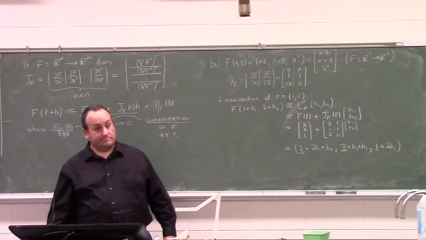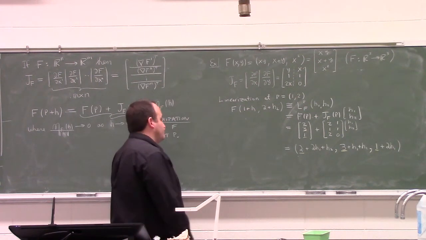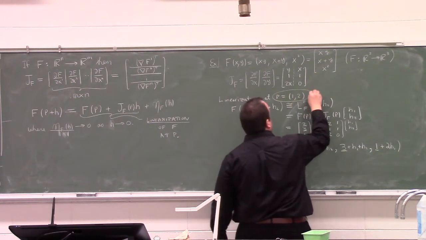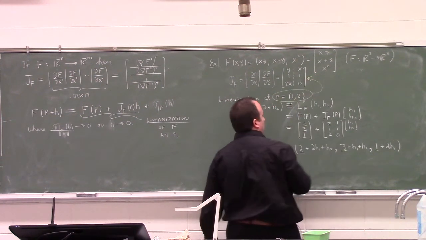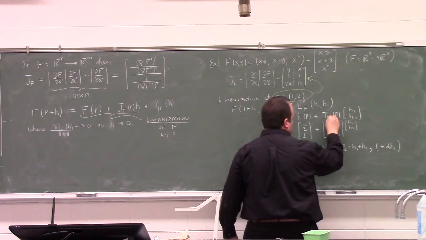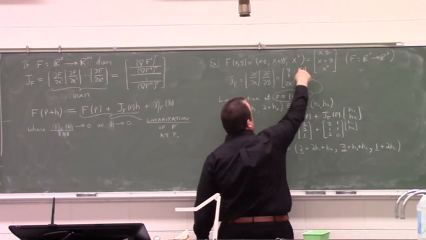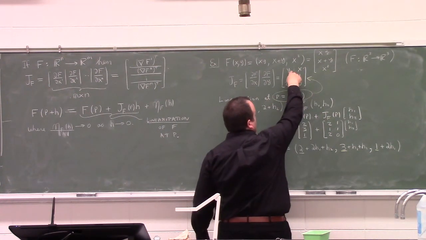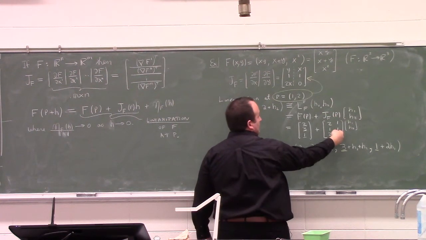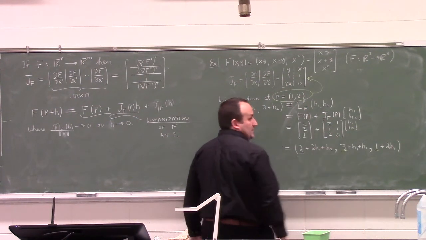I plugged in this point up in here because this is the Jacobian of f evaluated at p. So I plug in the point (1, 2) into here. So y equals 2, x is 1, 1 is 1, 1 is 1, 2x, 2 times 1 is 2.